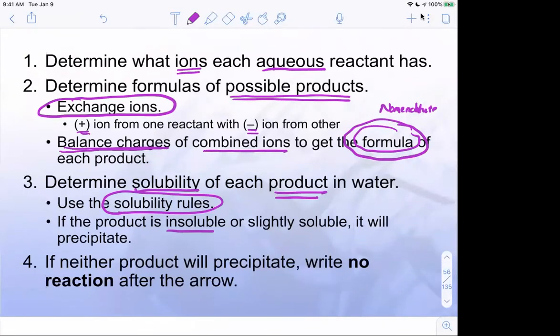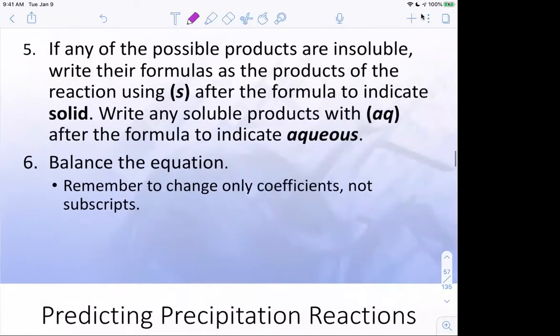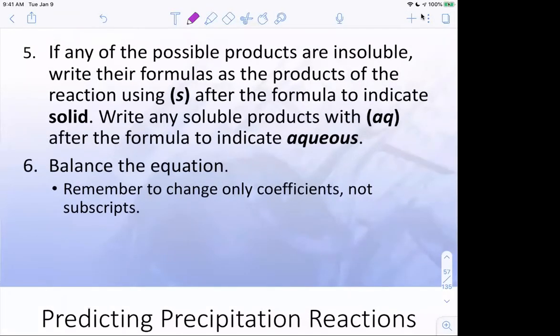If the product is insoluble or just slightly soluble, it will form a precipitate. If neither product will precipitate, if both the new possible combinations are aqueous, soluble in water, I'm going to write no reaction, and I can stop right there. If, however, I find out that any of the possible products are insoluble, I'm going to write their formulas as the product of the reaction.